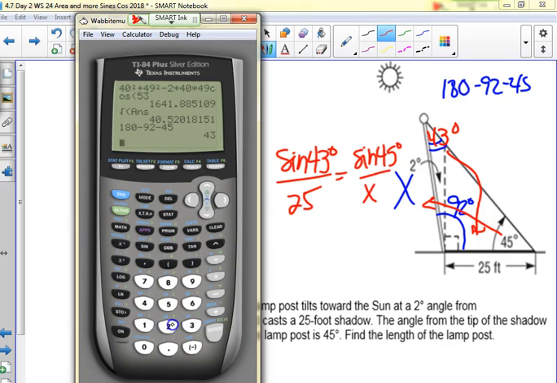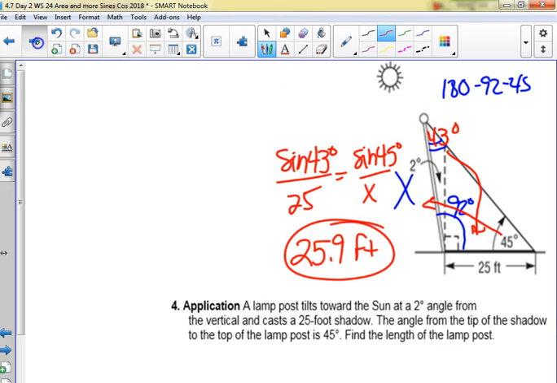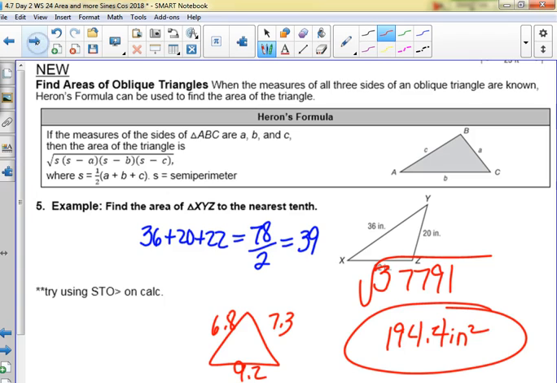So if I type 25 times the sine of 45, close parenthesis, divided by the sine of 43, I get x is 25.9 feet. That is the height of the lamppost, or the length of the lamppost, since it's not a straight up and down height. All right. We started talking about areas.